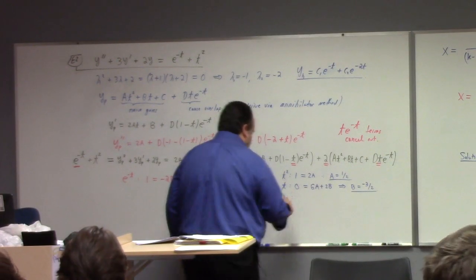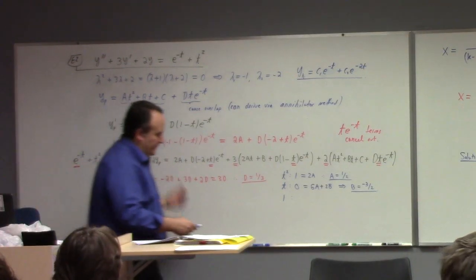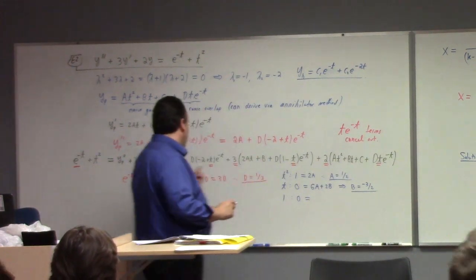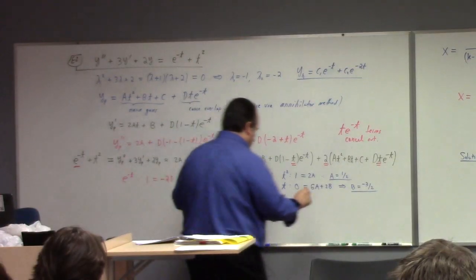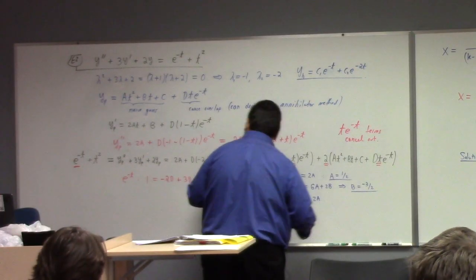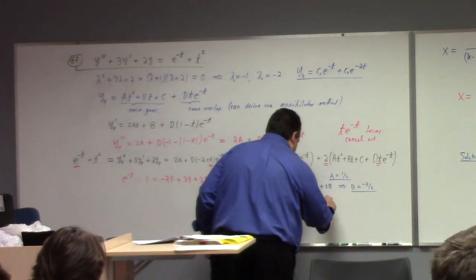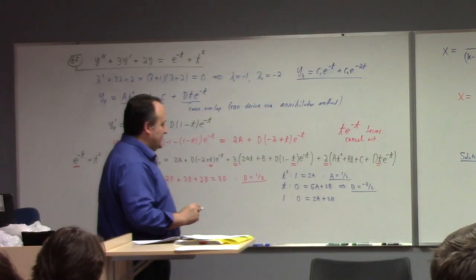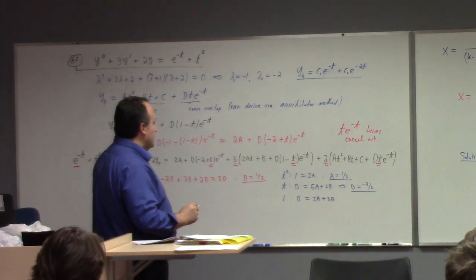So 1, the constant terms. Again, there's 0 constant terms on the left-hand side, so we have 0 there. So this thing we're doing is called equating coefficients, right? On the right-hand side, I've got my 2a and plus 3b. And man, I'm glad you guys started me with t squared. If I'd started with 1, it would have been much more annoying. 2c.